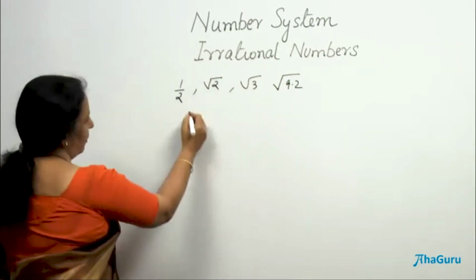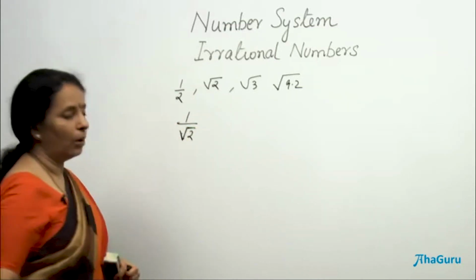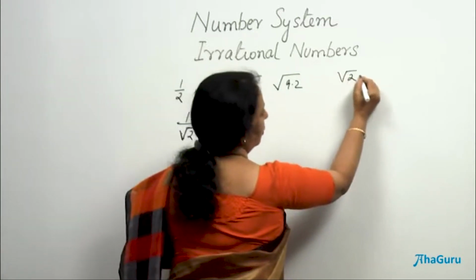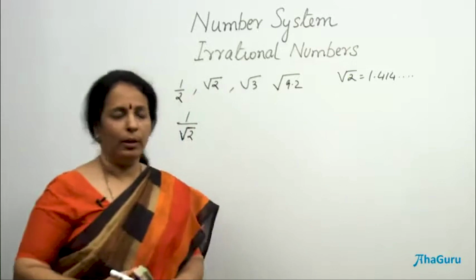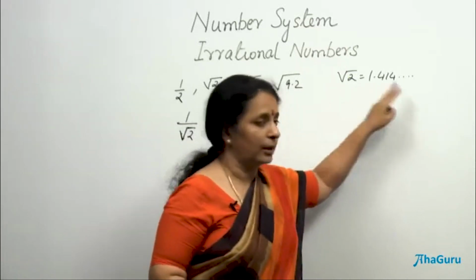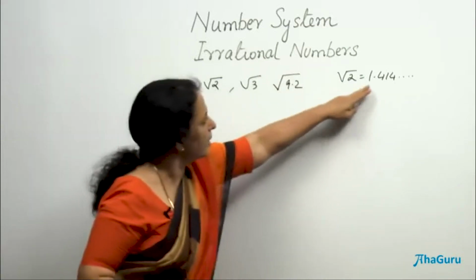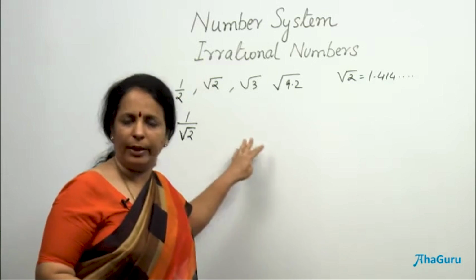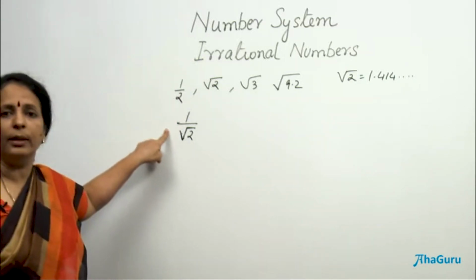But what happens if I want to write something like this, 1 by root 2, on the number line? You already know root 2 is actually equal to 1.414, and of course it goes on. It is a non-terminating and non-recurring decimal. That is why it is called an irrational number. So if I have this number in the denominator, it is not easy to divide to start with. It is also not easy to plot this one on the number line.